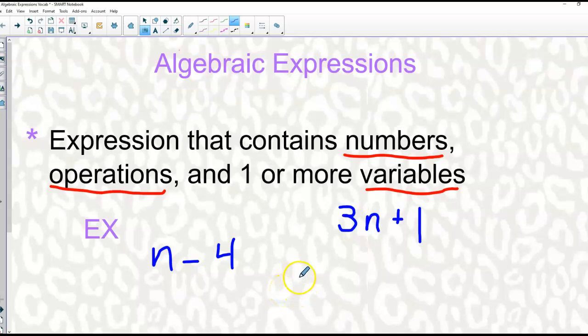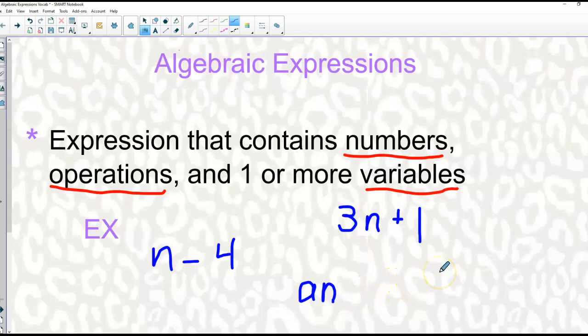Another one could just be a and an n. That could be considered an algebraic expression also. While we don't see the operation, please remember that we've talked about anytime you have a number and a letter together, that means multiply, and also anytime you would have two letters together, that also means to multiply. So it does have an operation in it.